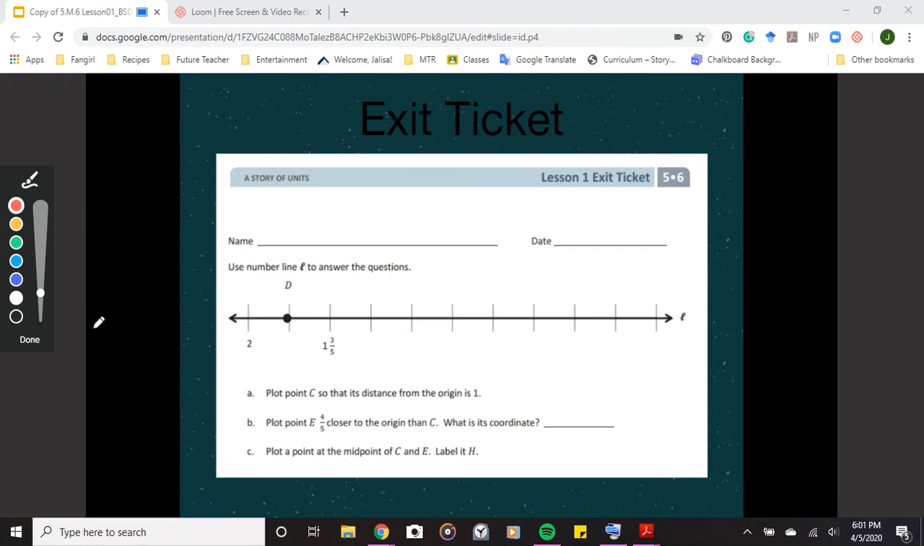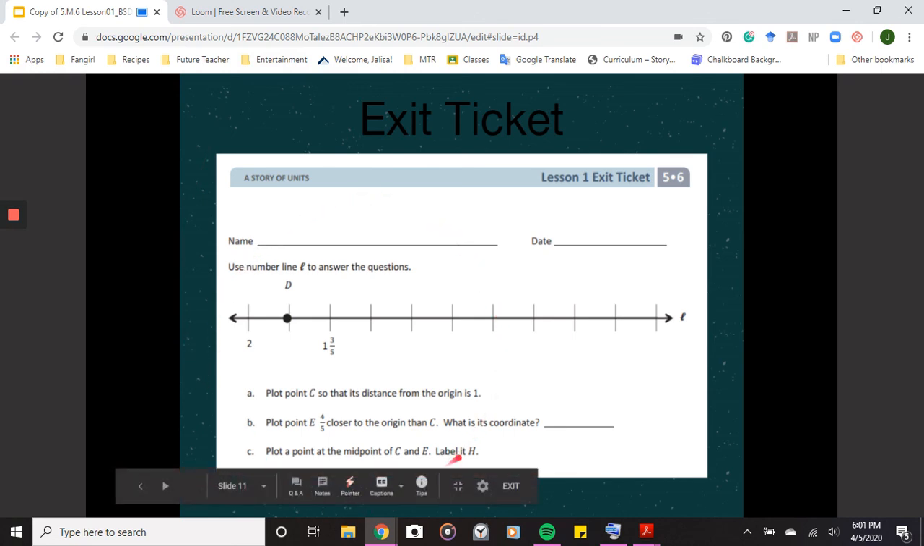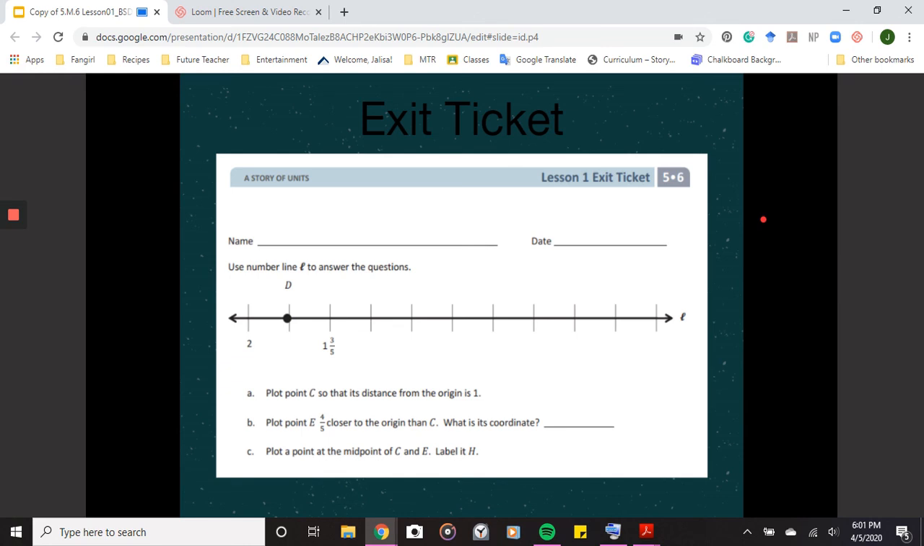Once again, if you are in my class or Ms. Beard's class, you're going to snap a picture of your work for this exit ticket question, or these exit ticket questions, and you're going to send it to us through our phone numbers. Make sure that when you send your picture, you include your name and any other question that you may have.